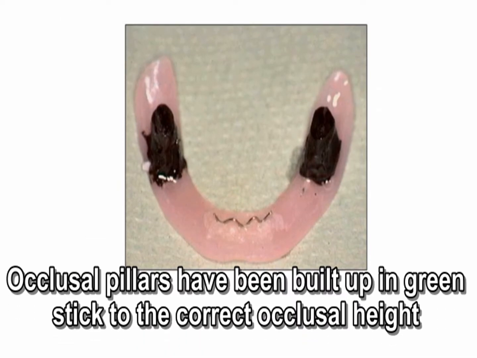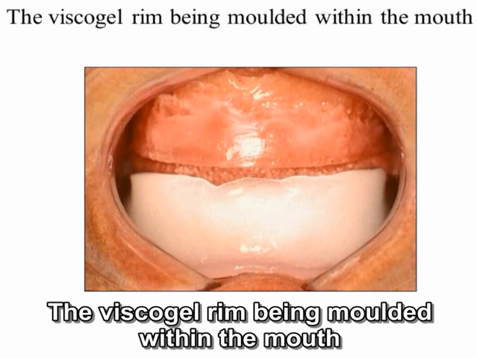Another method to use the compound: we can make what are called occlusal pillars, built up in green stick, to correct the occlusal height. And we can also use a physical gel rim being molded within the mouth.